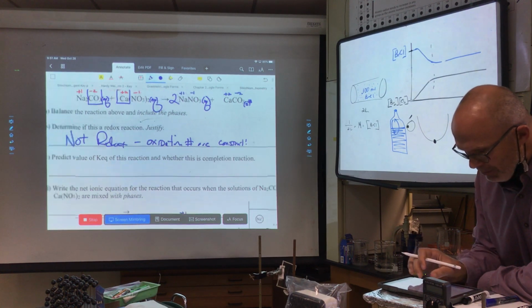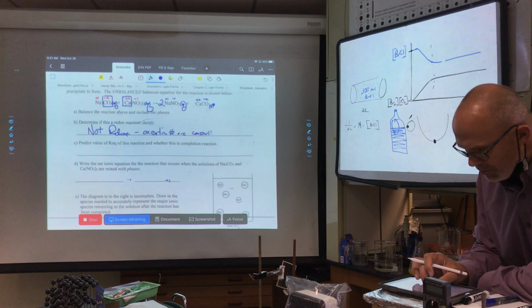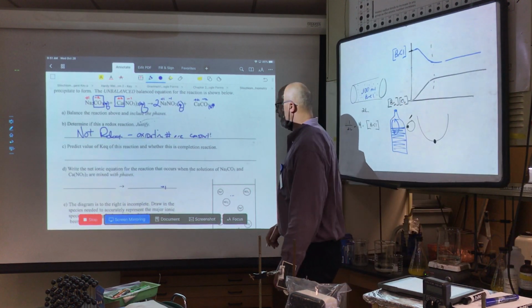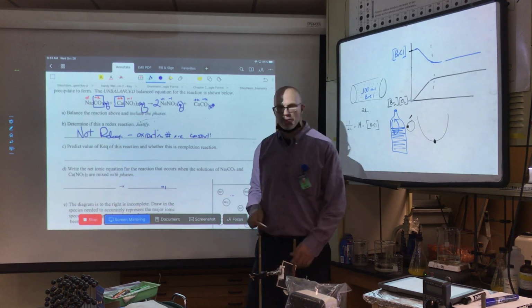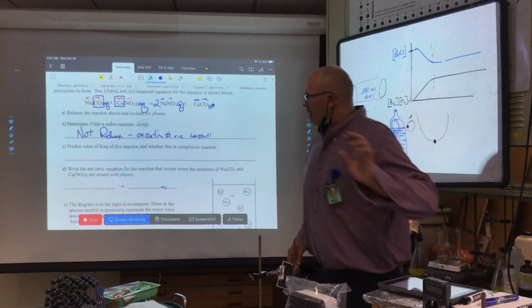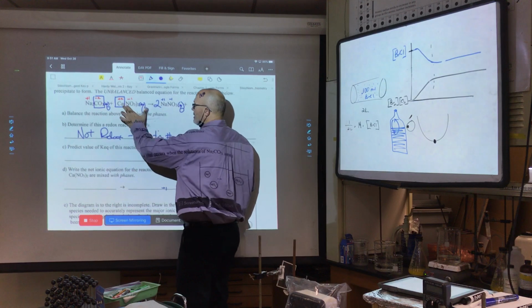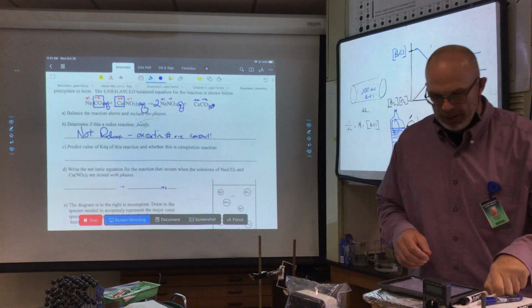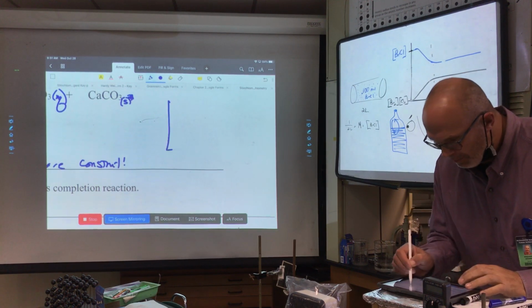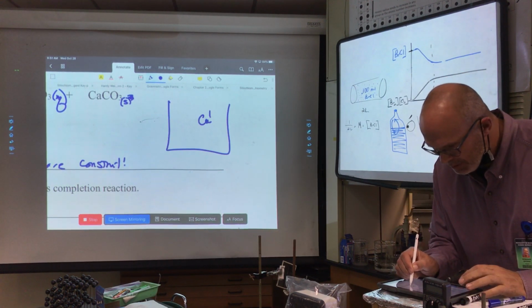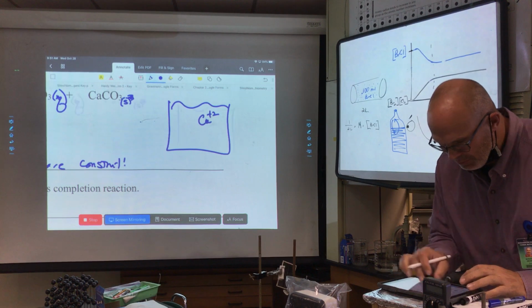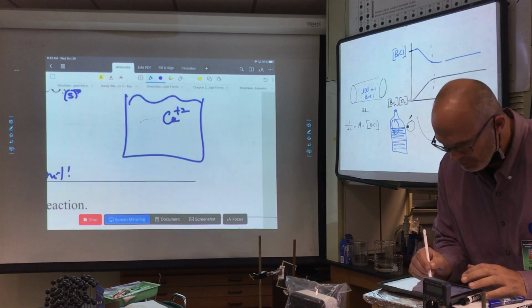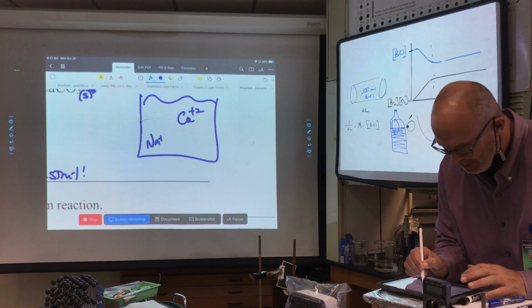I'm almost done, party people. All right, now here's a good one. Predict the value of the K_eq for this reaction and whether this is a completion reaction. Now think with me for a second. As I keep pouring the excess calcium nitrate, which is delivering what? Think about it. I'm delivering to a beaker calcium +2. What's in the solution? Well, I've got sodium plus already there. And I have what?